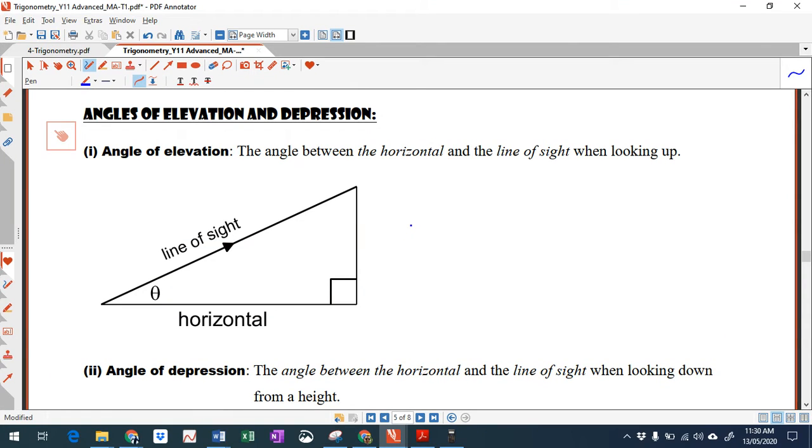Okay, year 11. In this video, we're going to look at angles of elevation and depression. Now, the angle between the horizontal and the line of sight is called the angle of elevation. So here's your line of sight, here's your horizontal, and this is the angle of elevation.